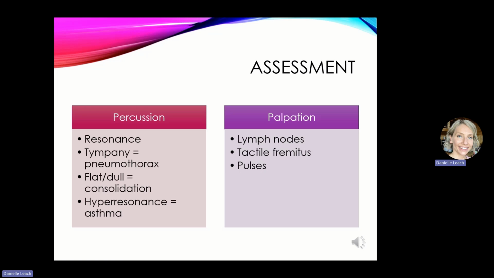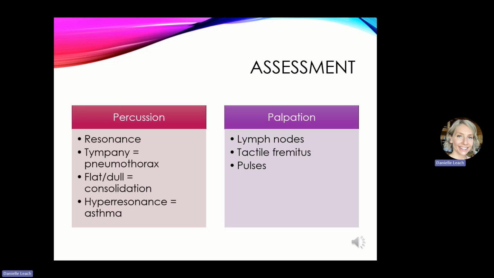Also, when we are assessing the respiratory system, we could percuss, even though we probably aren't going to, but if we were, we would want to hear resonance. If we heard tympany, that could be a sign of pneumothorax. If we hear a flat or dull sound, that could mean they have consolidation, which is basically where something is taking the place of air. So it could be mucus or fluid, something like pneumonia. And then if we hear hyperresonance, that could be heard in the presence of asthma.